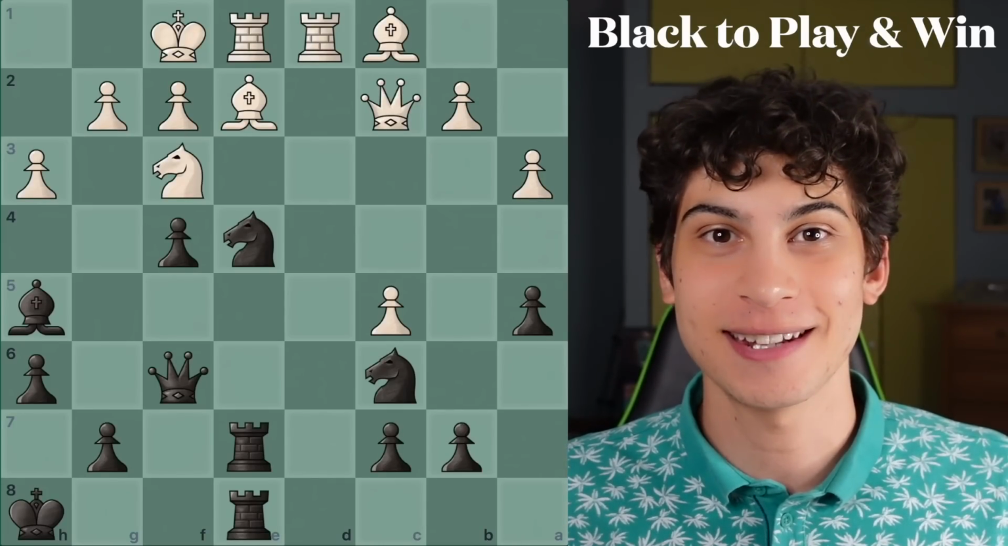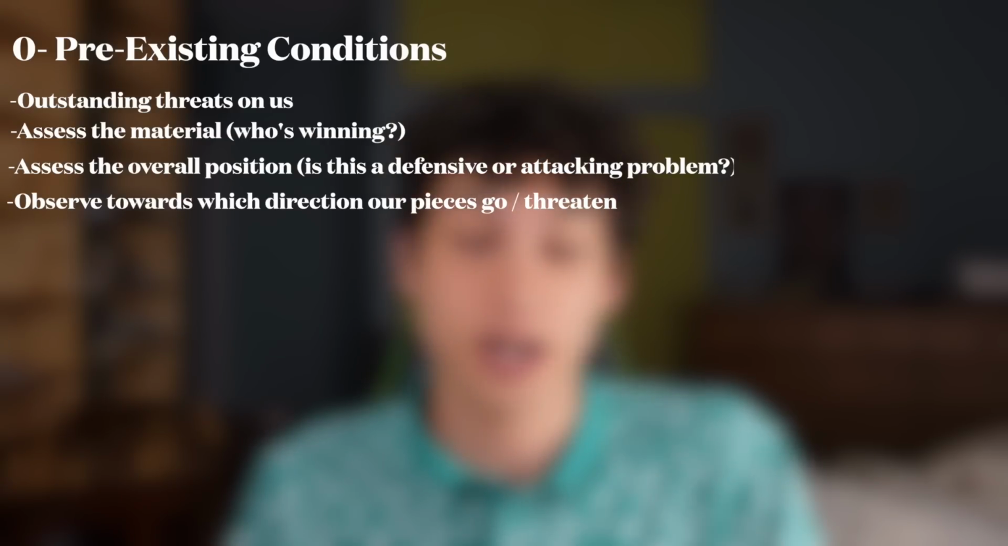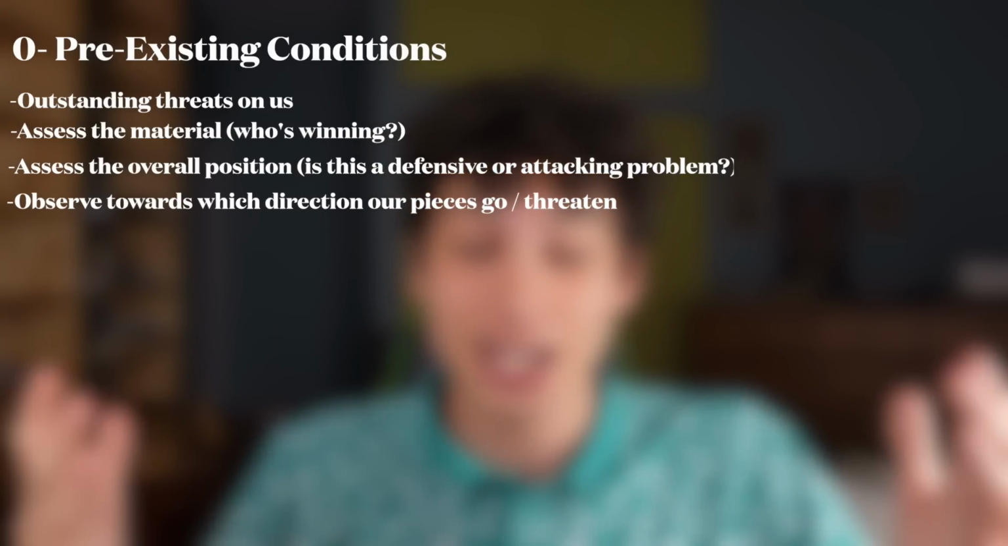Number 1 in the method is looking for pre-existing conditions of the position. So threats on us, what is the material, assess the overall position, and look at the direction to which we are going to place our pieces to solve this problem.